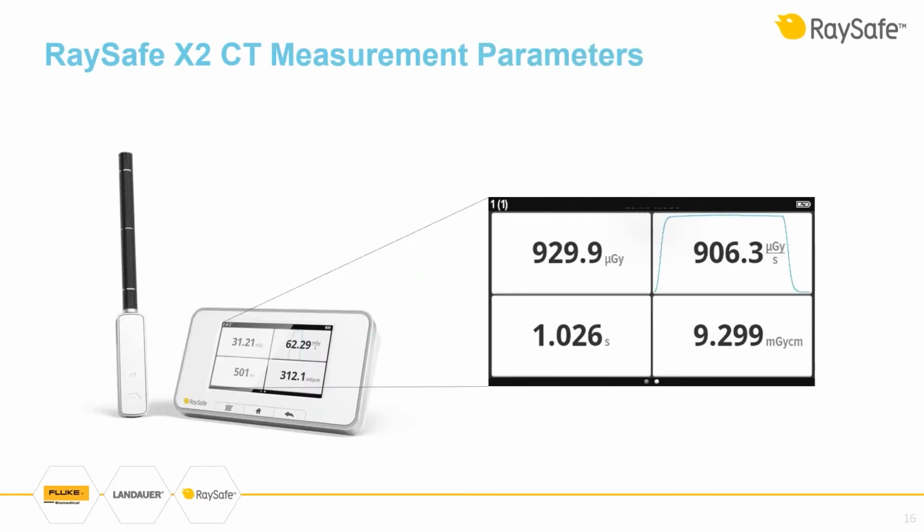The CT sensor provides up to 4 parameters and a waveform. It will give you dose rate with a waveform, time, and the dose length product, the DLP.